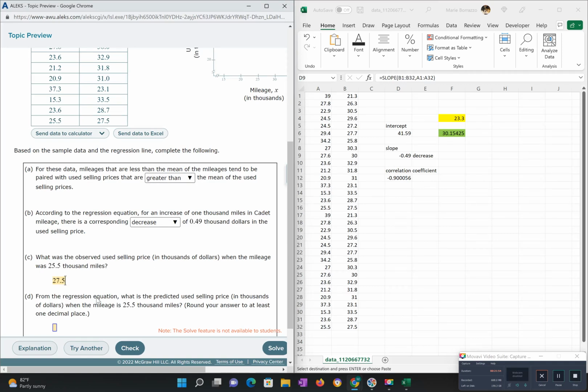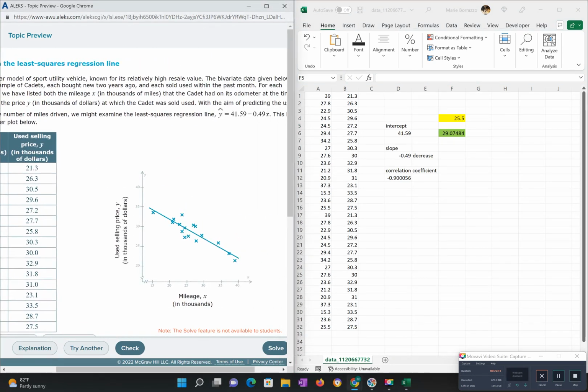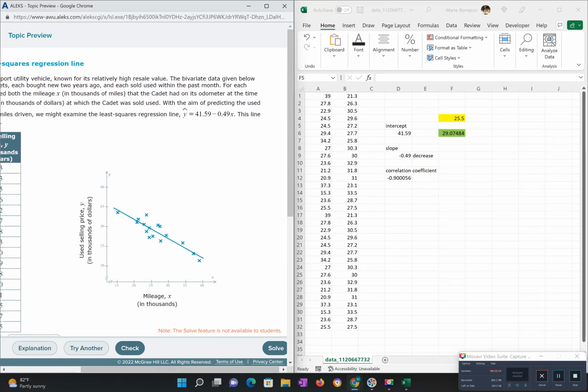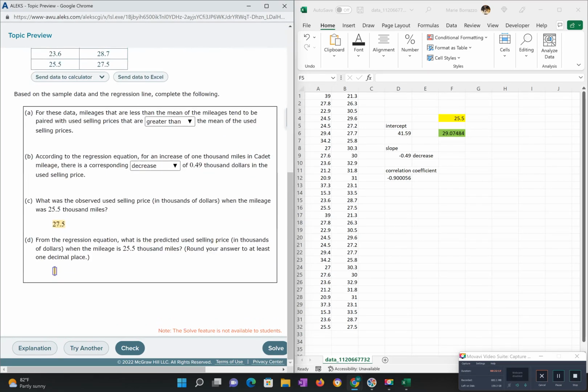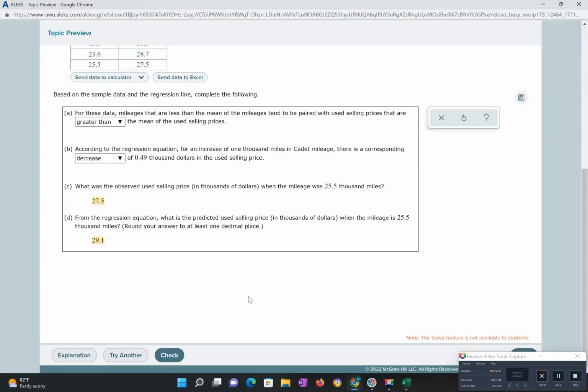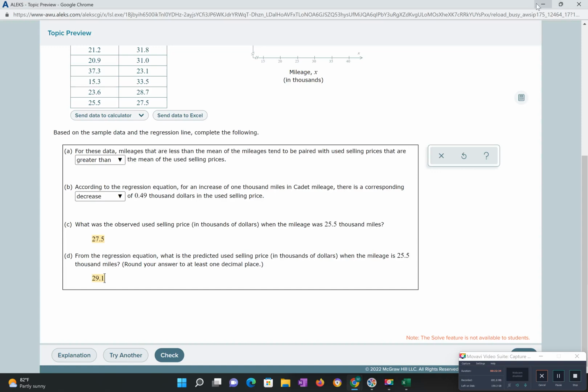In this one, however, the regression equation was a predicted used selling price when mileage was 25.5. So we're going to change our 23.3 to 25.5. According to this, it should be about 29 and change. So all the numbers are matching. So let's go 29. They want 1 decimal place, so 29.1. All right, and there you go. You should be good on this one. And pretty easy to work out.